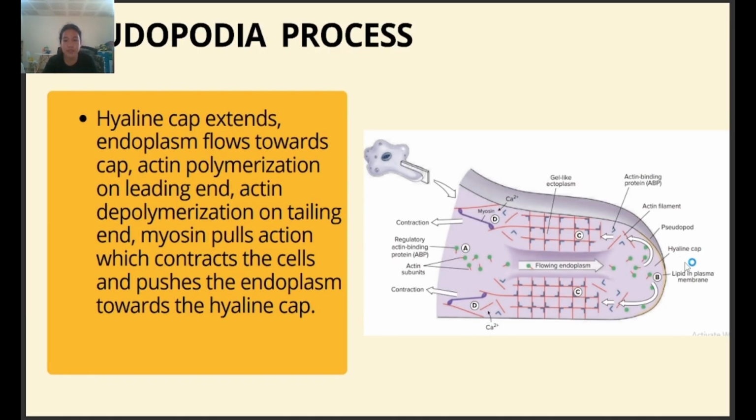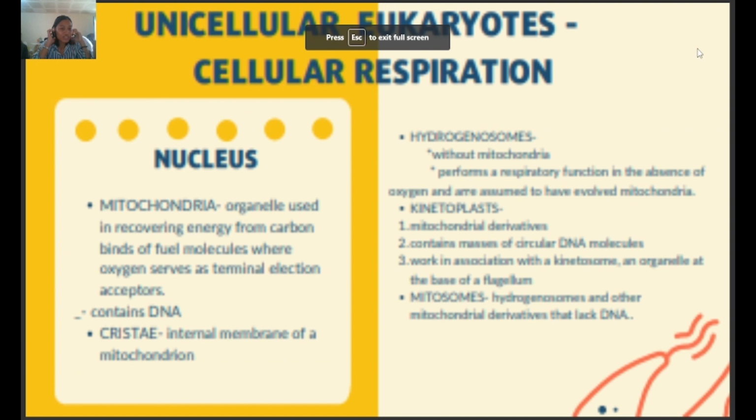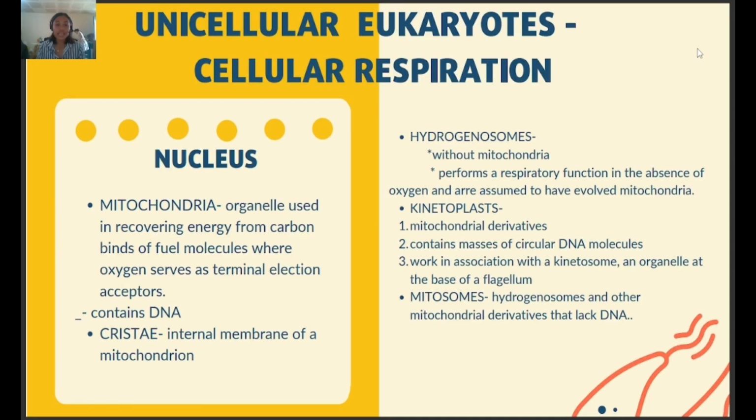So this is the process. Another way that you can look at different categories of protozoans is through how they undergo cellular respiration. Unicellular eukaryotes have a nucleus, and we know that the cell parts include the mitochondria. A lot of protozoans have mitochondria as a result of endosymbiosis. So what is endosymbiosis? This is two organisms living together with one inside the other.